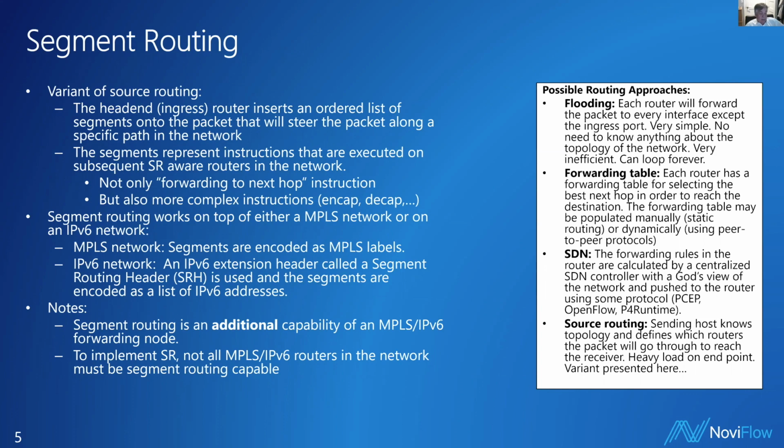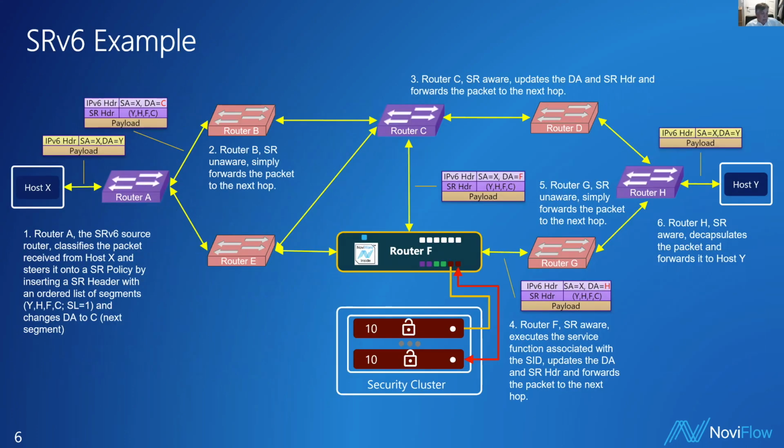Please note that segment routing is an additional capability to an existing MPLS or IPv6 forwarding node, and not all MPLS or IPv6 routers in the network need to be segment routing capable. Here's an SRv6 example that shows how a network may process a packet.